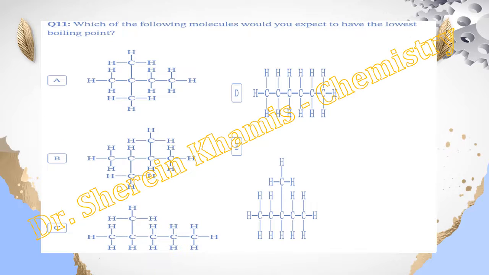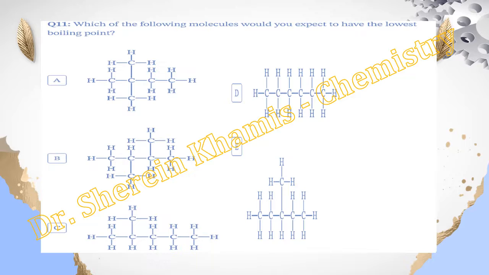Okay, let's go into question number 11. Question number 11 says: which of the following molecules would you expect to have the lowest boiling point? As we mentioned, any compound with a straight chain will have a high boiling point, with the longest chain, and also with the longest chain and one branch. Here is a longest chain, but we have branches on different carbons. The one giving the lowest boiling point will be the one with a large number of branches.